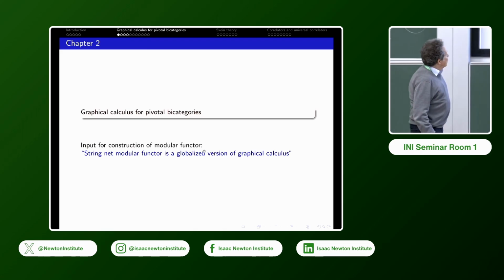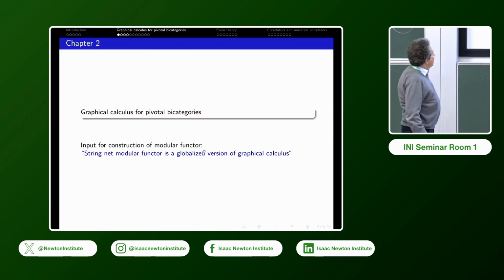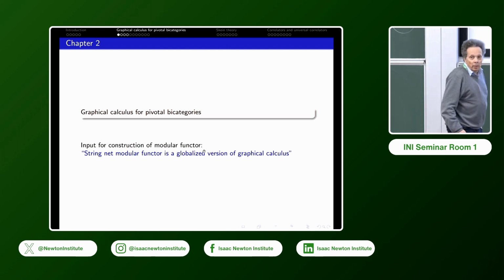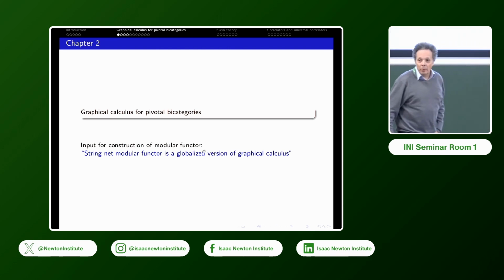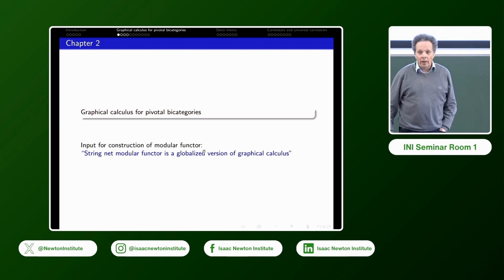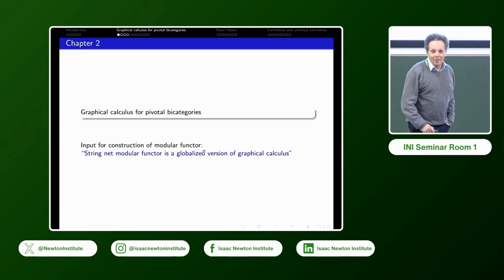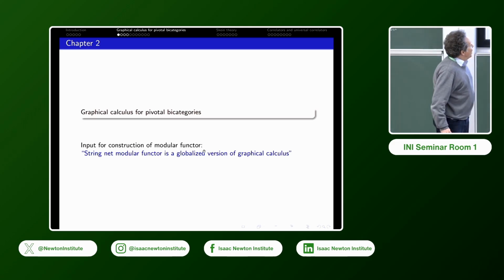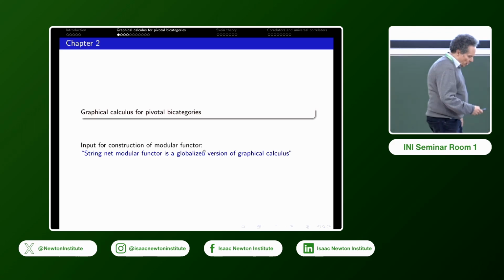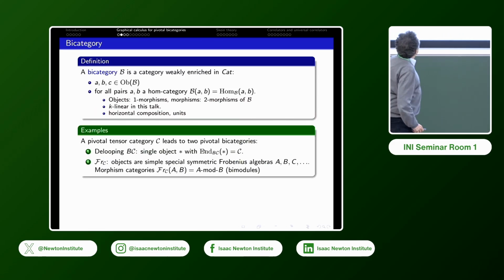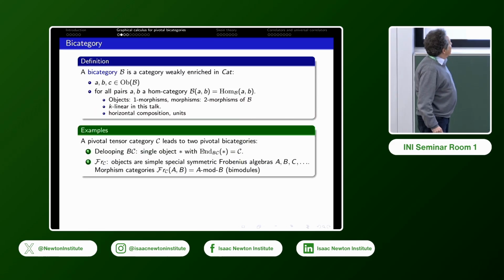Okay, so the stringnet modular functor, and stringnet is a way to avoid saying the word skein, Gerard. Okay, and is then a globalized version of this graphical calculus. Okay, so I want to do this in the following setting.